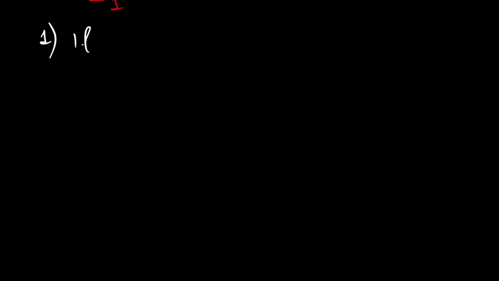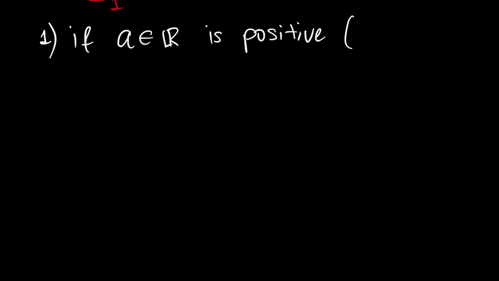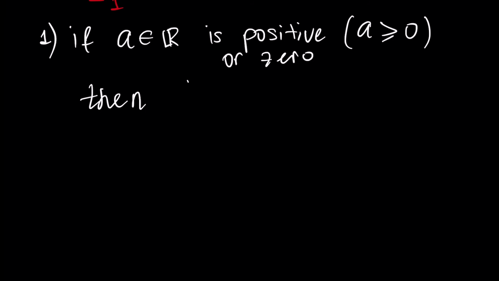We write first: if number A from the real line, any real number, is positive, or we write A is greater than or equal to 0, not negative, then the absolute value of A is A, and we already gave examples.